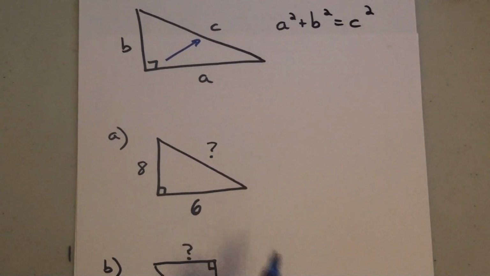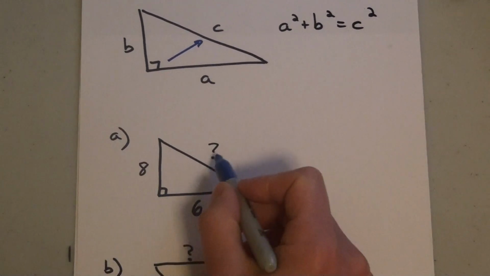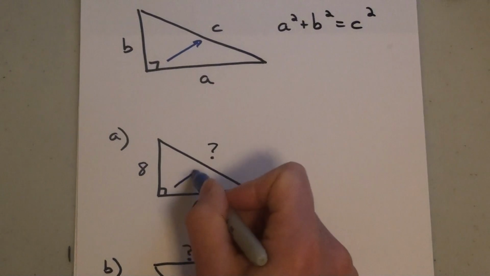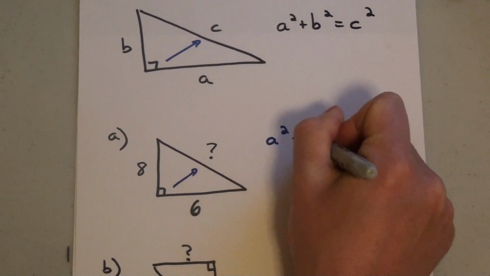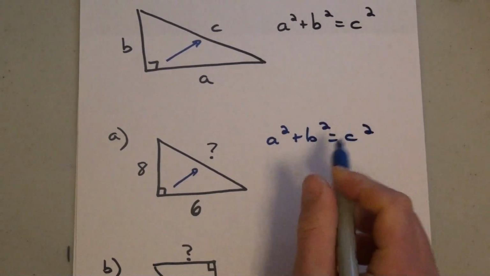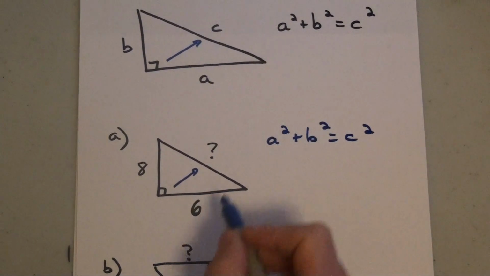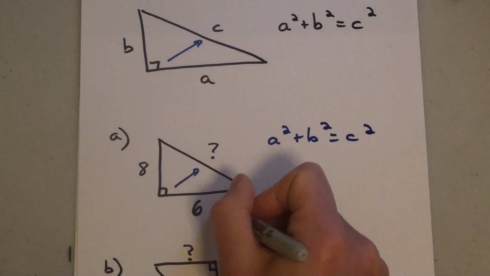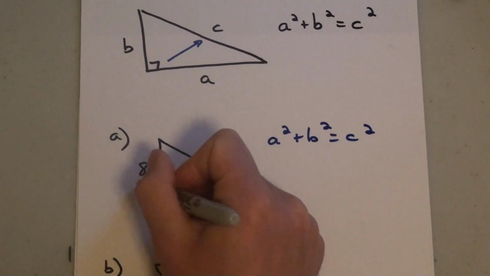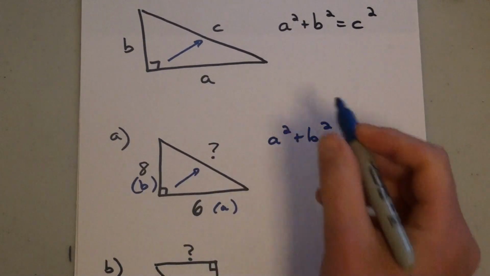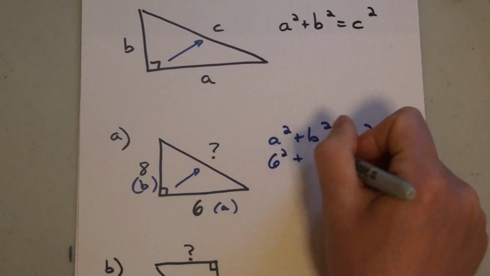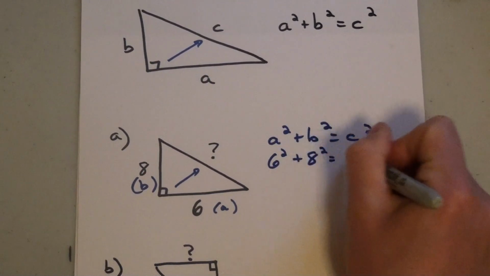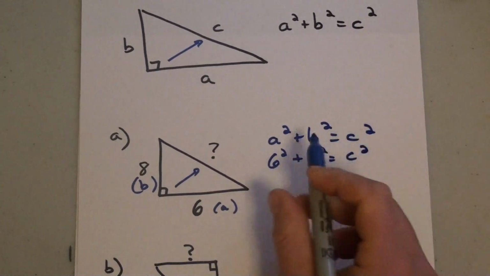So here I have 8 and 6, and I want to find my hypotenuse, my long side. Okay, so I'm going to have A squared plus B squared equals C squared. Now what you make your A and B don't really matter. So I can make my 6 be my A, my 8 be my B, or it could be the other way around. So 6 squared for A squared plus 8 squared for my B squared equals C squared.